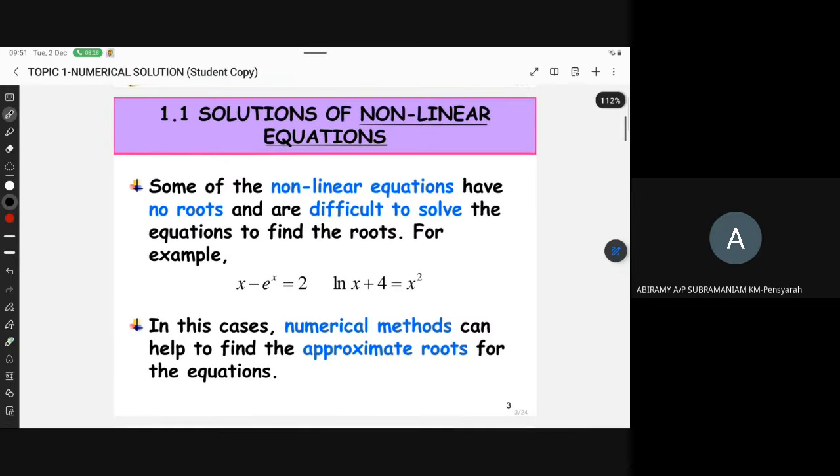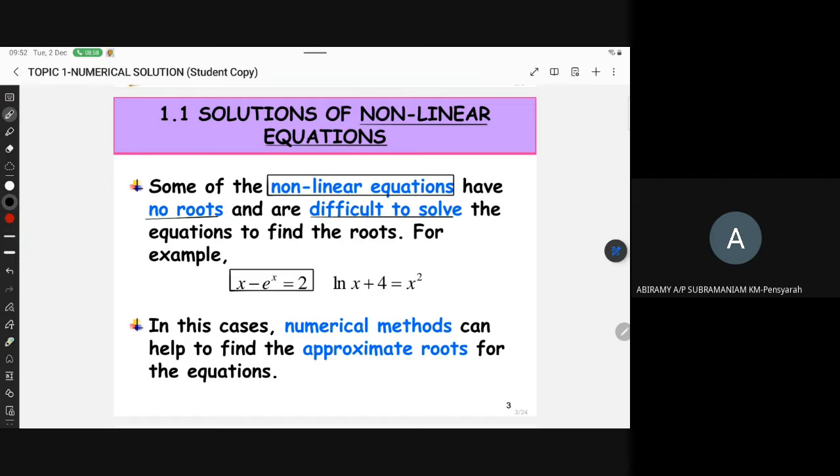Now let's look at the given notes here. Some of the non-linear equations, so be very careful, they are talking about non-linear equations having no roots. Some equations do not have any root, or are difficult to solve to find the roots. For example, x minus e to the x equals 2. Let's say we are asked to find a root for x minus e^x equals 2.